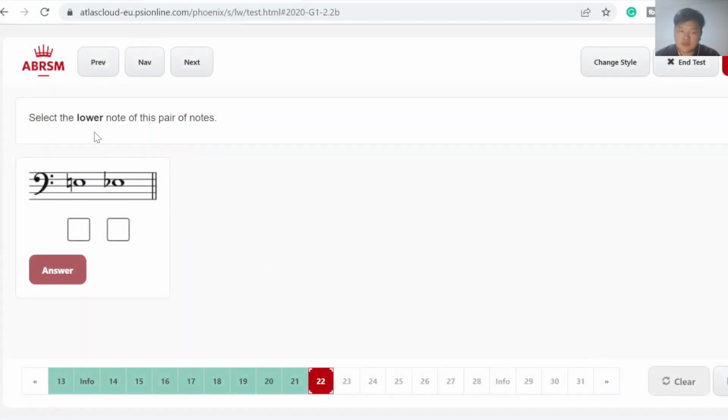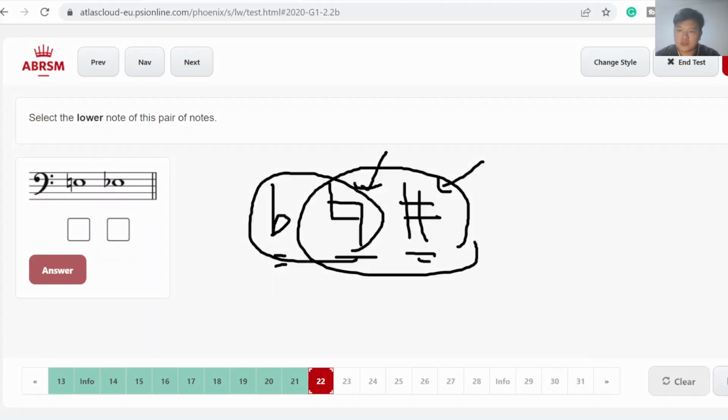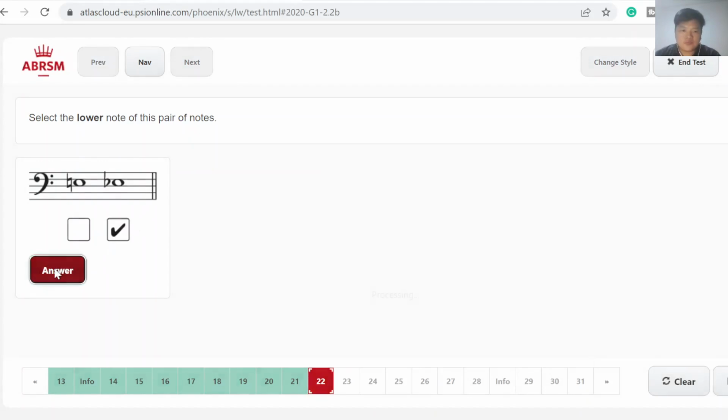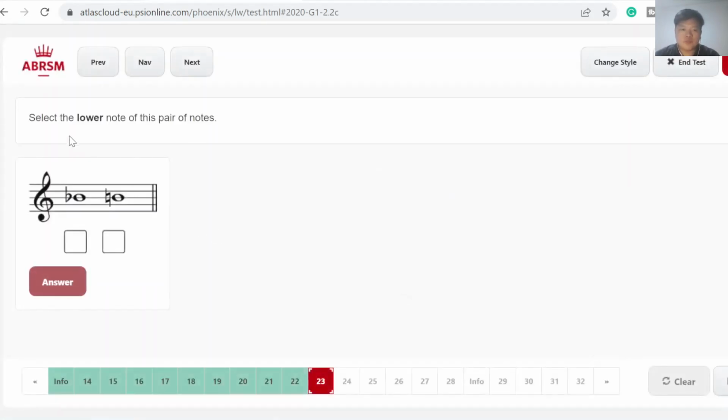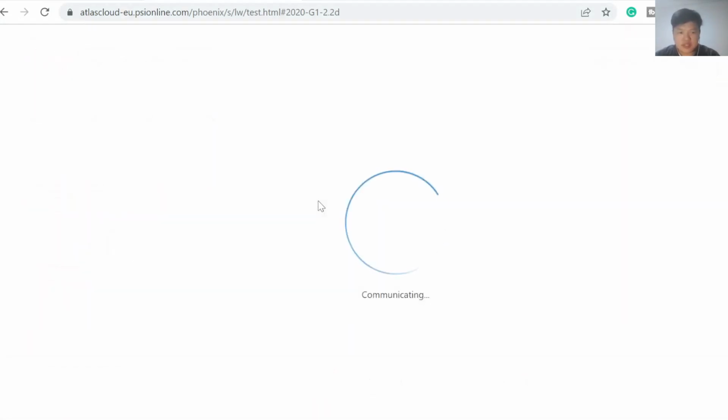Again, remember lower, the flat is always the lowest. I want the lower, flat always the lowest. Lower, natural, right? Compare, sharp is the highest, then this one is a natural.